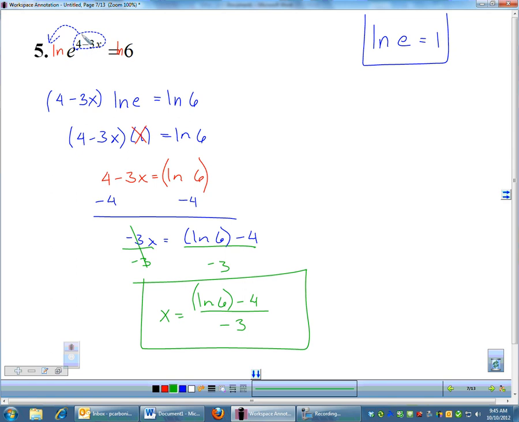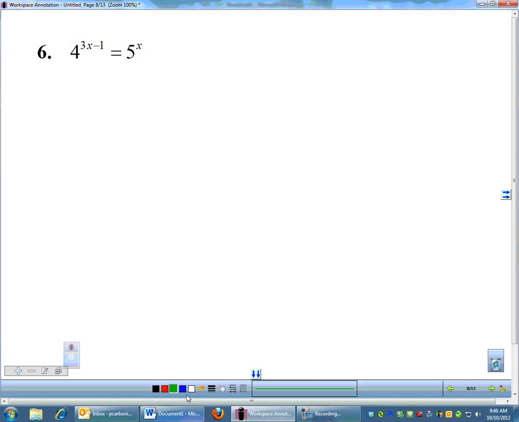Remember that if you have a big exponent, you have to trap it in parentheses. You're good, you're good, you're good. I think there's one more of these. Yeah. So we have 4 to a power equals 5 to a power. Again, you're not going to get the same base, so I will do the natural log of both sides. And that's going to allow me to bring both of these exponents down, so that's going to give me, in parentheses, 3x minus 1 times the natural log of 4 is equal to x times the natural log of 5.